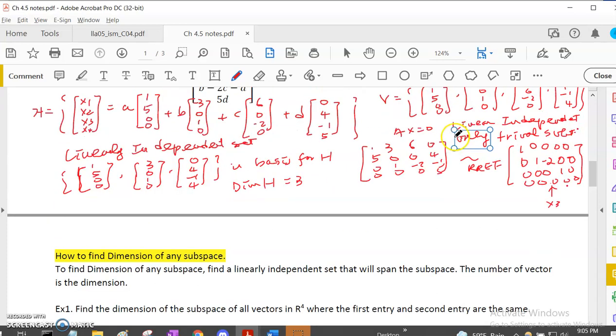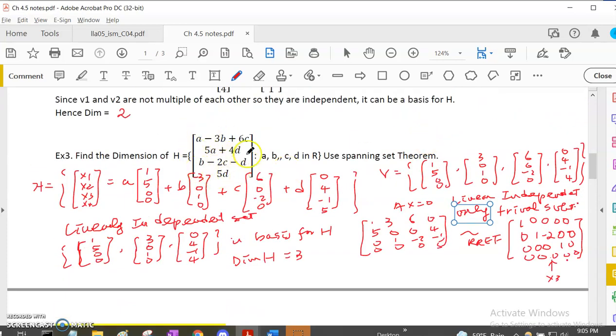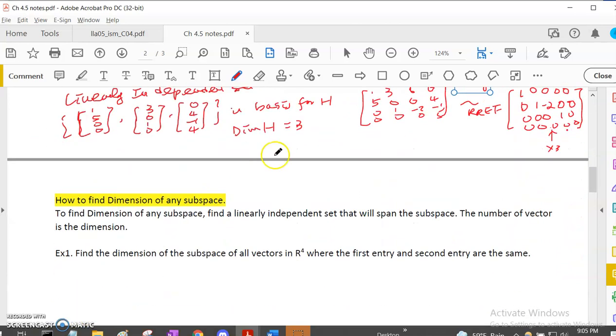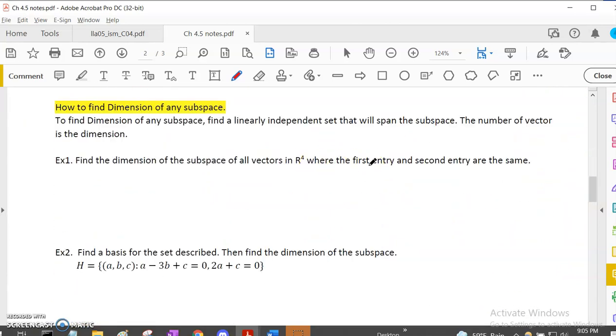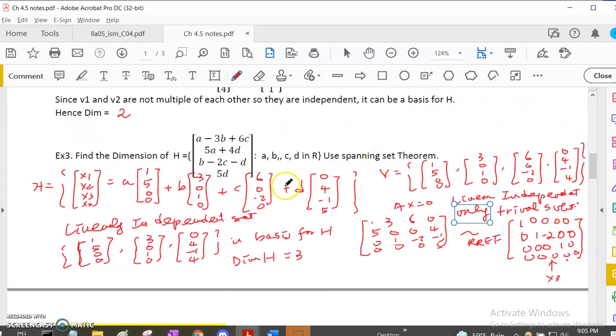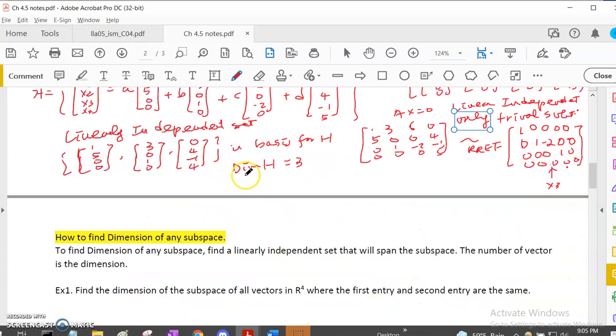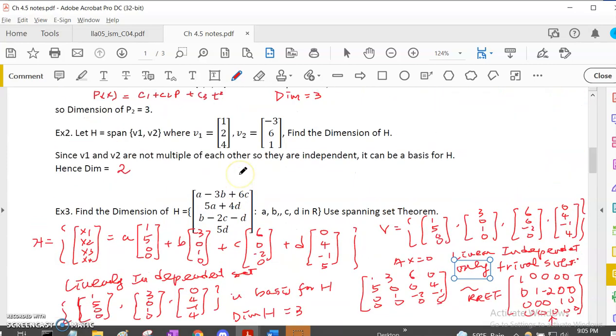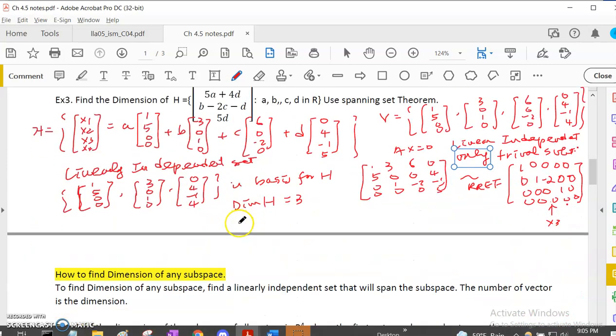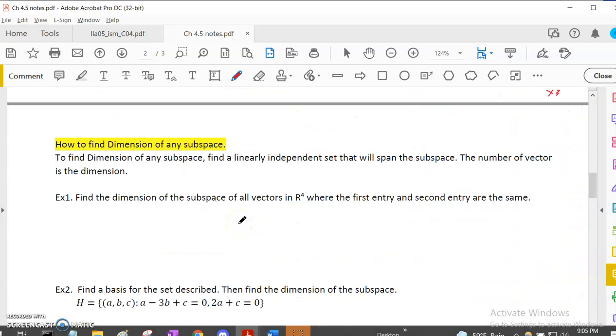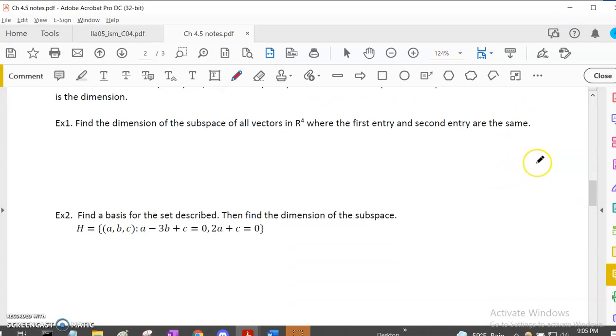And that shows that the way you describe it this way does not generate R4. How do you find the dimension of any subspace? If they are not described in this way, or by spanning, or by describing, what is the method? The method is to find a linearly independent set that will actually span the subspace. So there are these two ways that would describe a subspace.